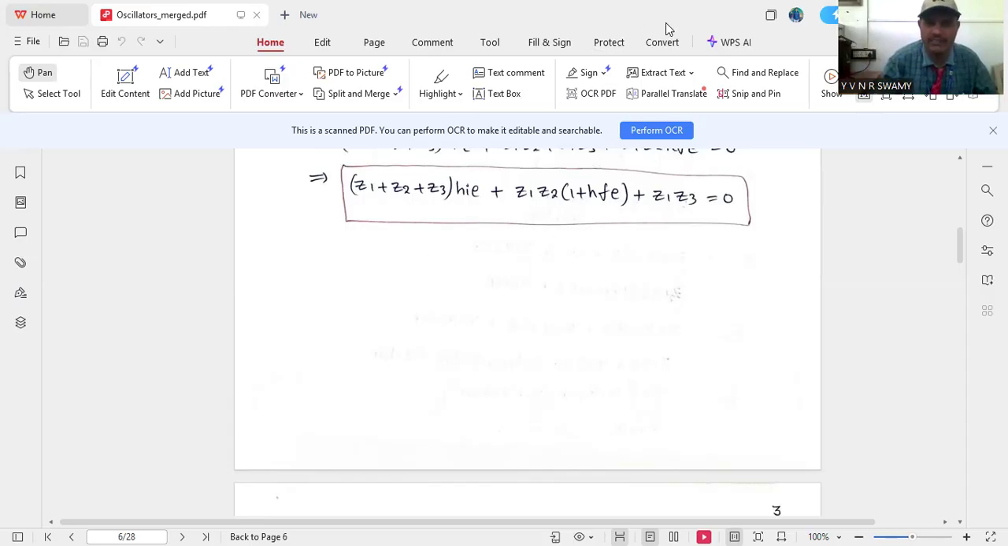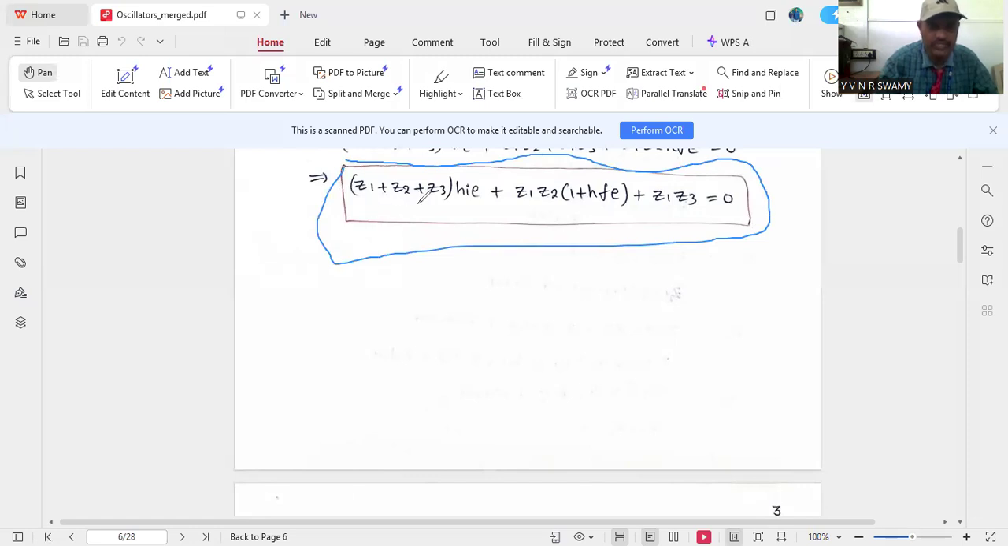This is the generalized equation of the LC oscillator: (Z1 + Z2 + Z3) HIE + Z1 Z2 (1 + HFE) + Z1 Z3. In the Colpitts oscillator, there are three parameters in the tank circuit: C1, C2, and L. So we assume Z1 as C1, Z2 as C2, and Z3 as L.